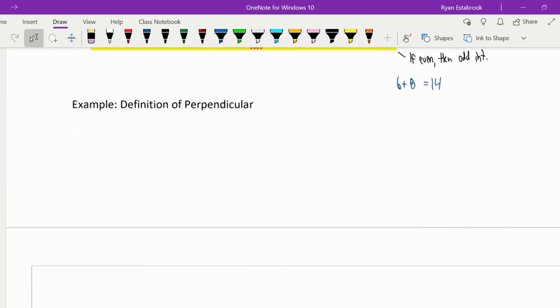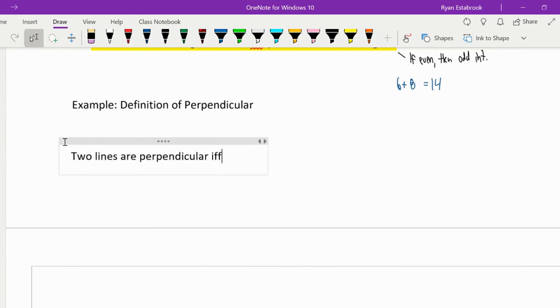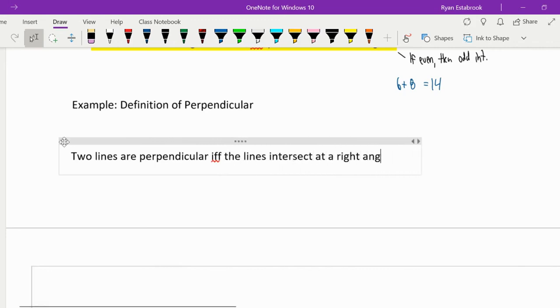An example where I might use it would be for the definition of perpendicular. For example, two lines are perpendicular if and only if the lines intersect at a right angle. In other words, what I'm saying here is two things. If two lines are perpendicular, then their intersection is a right angle. Simultaneously, I'm also saying, if two lines form a right angle with each other, then those two lines must have been perpendicular. A lot of times we like to write our definitions as biconditionals because they make them more specific.